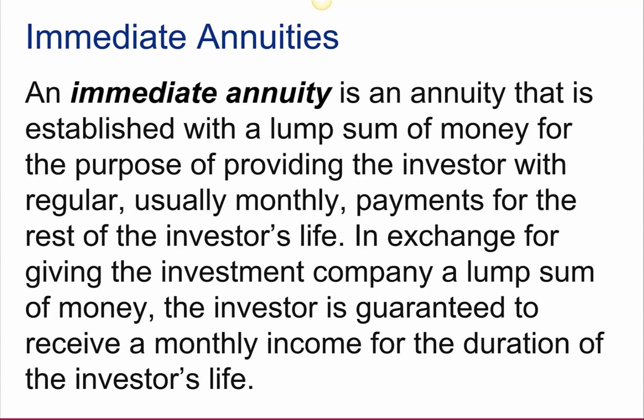An immediate annuity is an annuity that is established with a lump sum of money for the purpose of providing the investor with regular monthly payments for the rest of the investor's life. In exchange for giving the investment company the lump sum, the investor is usually guaranteed to receive a monthly income for the duration of the investor's life. And this is how pensions are set up. So if you were lucky enough to work for a company that had a guaranteed pension, when you retire, they would create an immediate annuity, and that would be based on what your life expectancy is and then what the payments have to be that they've guaranteed you.